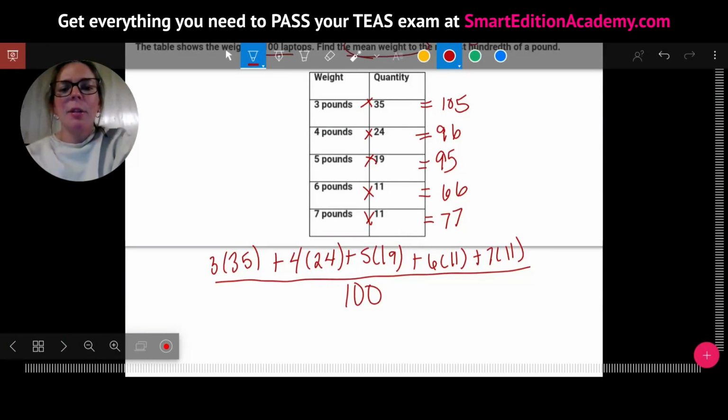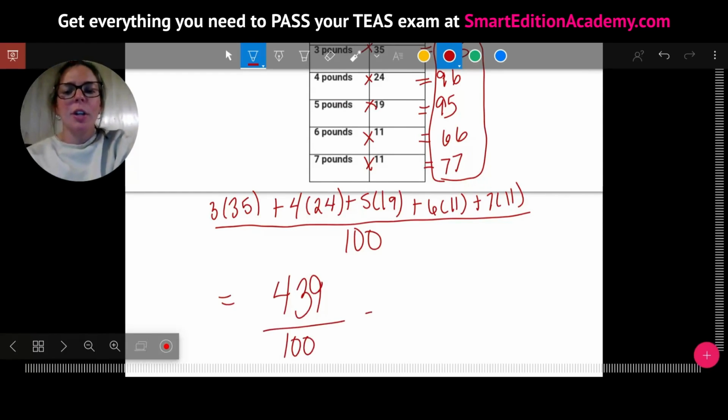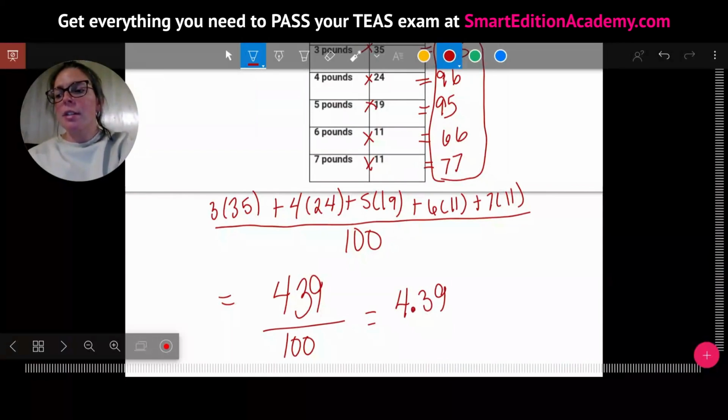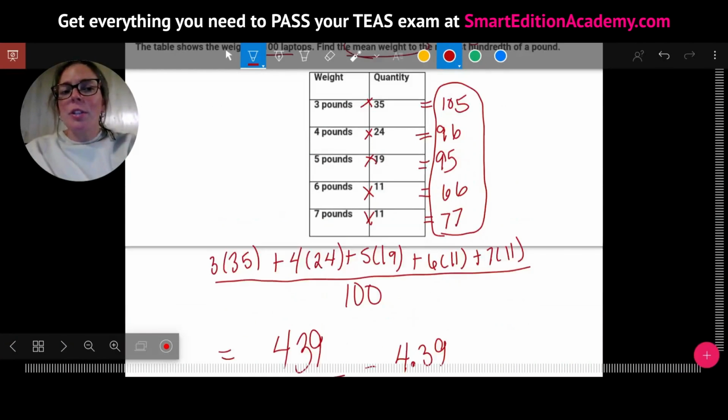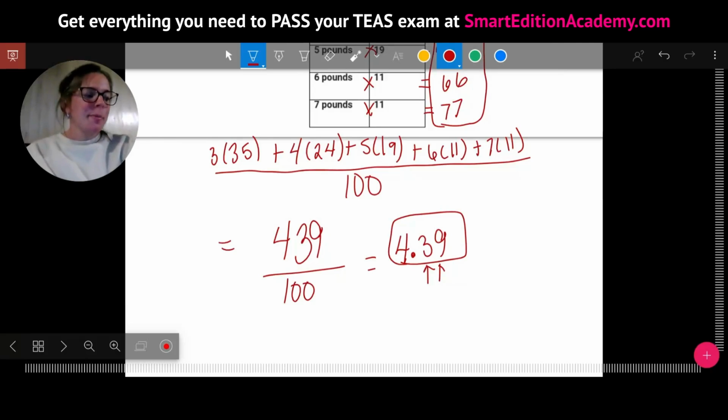So from here, I've already multiplied these. So let's just take these and add them together to find the sum. Because again, to find the average or the mean, I need to find the sum and divide by the number of pieces of data. So when I add all these together, I get 439. And I need to divide that by 100. So 439 divided by 100 gives me 4.39. So the question was, what is the mean weight to the nearest hundredth of a pound? Well, the hundredths place is already the nearest hundredth, so this would be my final answer, 4.39 pounds.